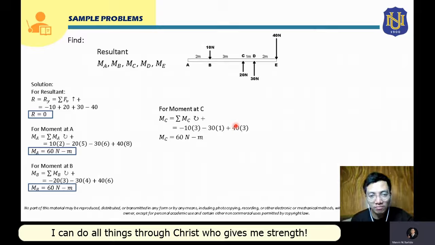So solving this, it will also give you 60 Newton meter, and this is also positive, meaning to say it is clockwise. Okay, so from here, we will proceed to the next moment. That will be moment at D.